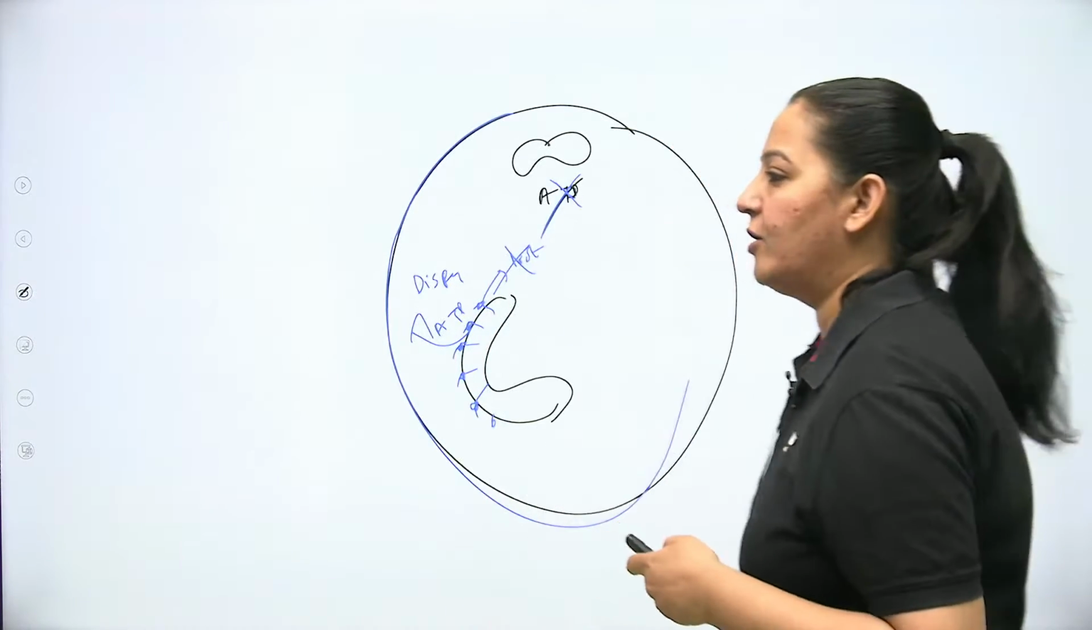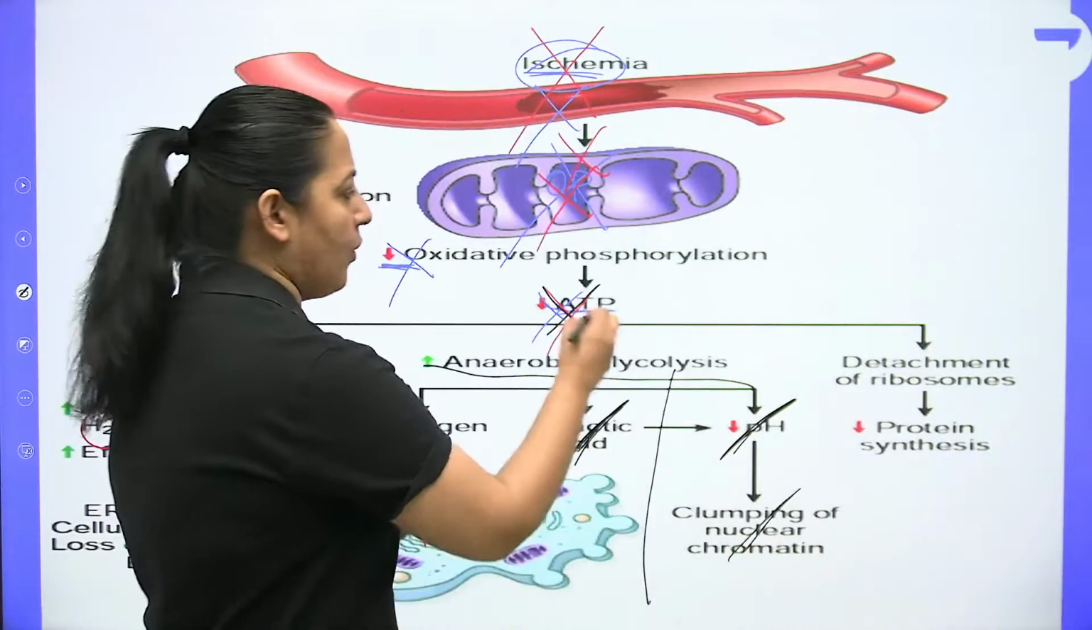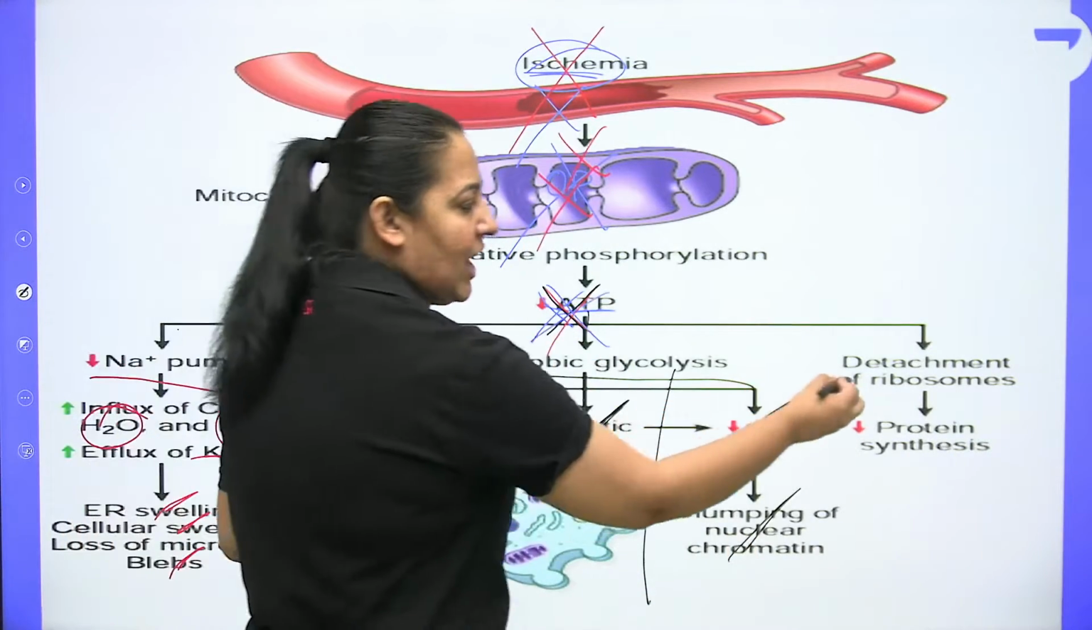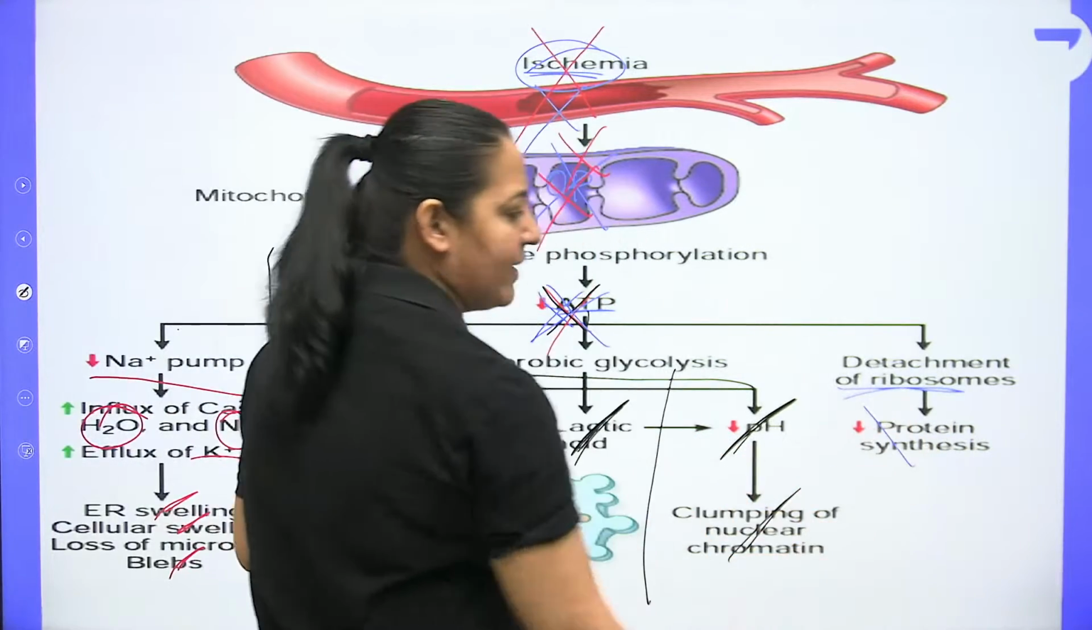So that is the third thing. Give me a thumbs up. So what is the third thing? The third thing is in front of you. Now there is no ATP. No ATP means ribosome will detach from the endoplasmic reticulum. And there is no protein synthesis, no enzyme, nothing.